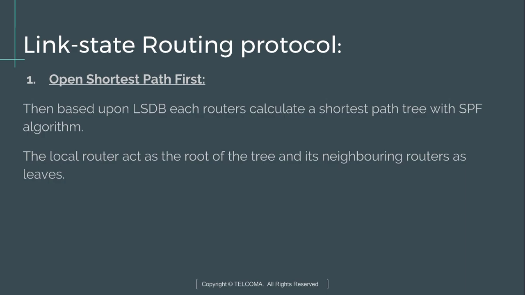Then based upon the LSDB, each router calculates a shortest path tree with the SPF algorithm, and the local router acts as the root of the tree, whereas the neighboring routers act as the leaves. So in this way, the router calculates the shortest path to each route.